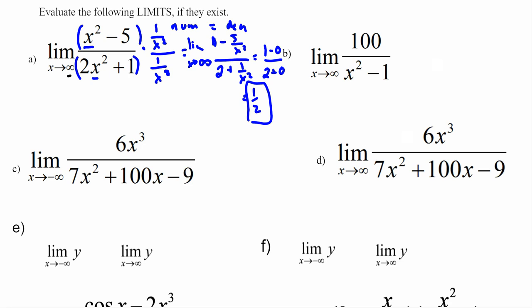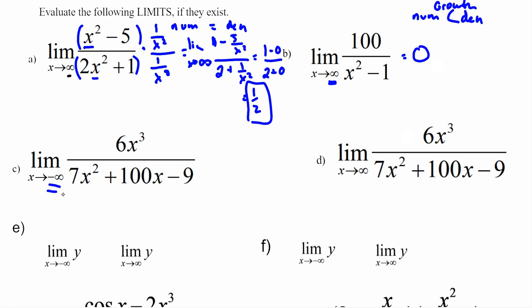So for example, this one, example number B, we compare the numerator and denominator. Well, the numerator is 100. The denominator is x squared. Which one grows faster? The denominator does. Therefore, we know this is getting smaller and smaller as x goes to infinity, and so it's going to equal 0. We can continue on, and the same thing applies when we go to negative infinity.